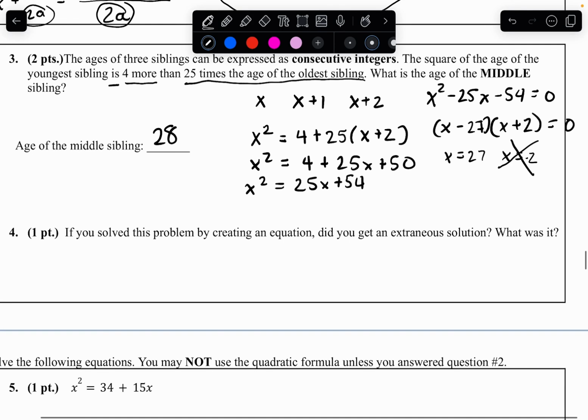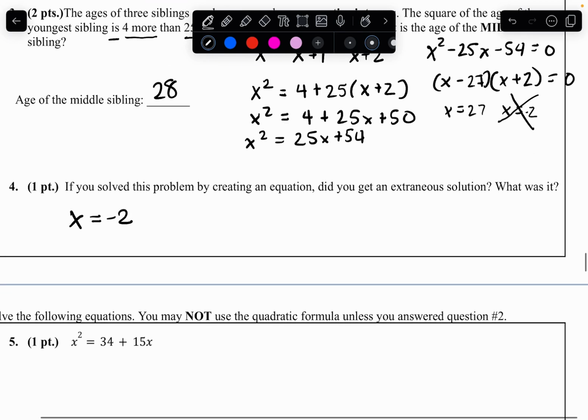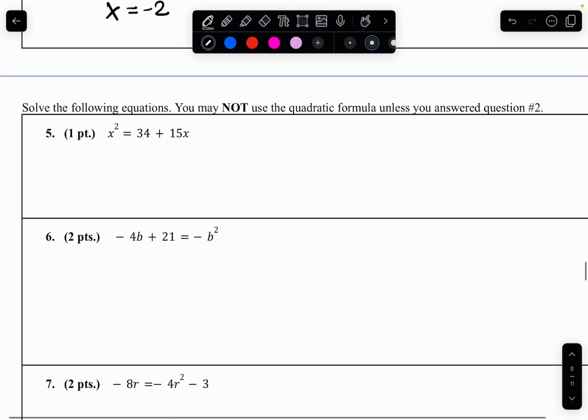Okay, if you solve this problem by creating an equation, did you get an extraneous solution? Yes, it was x equals negative 2. Okay, solve them.